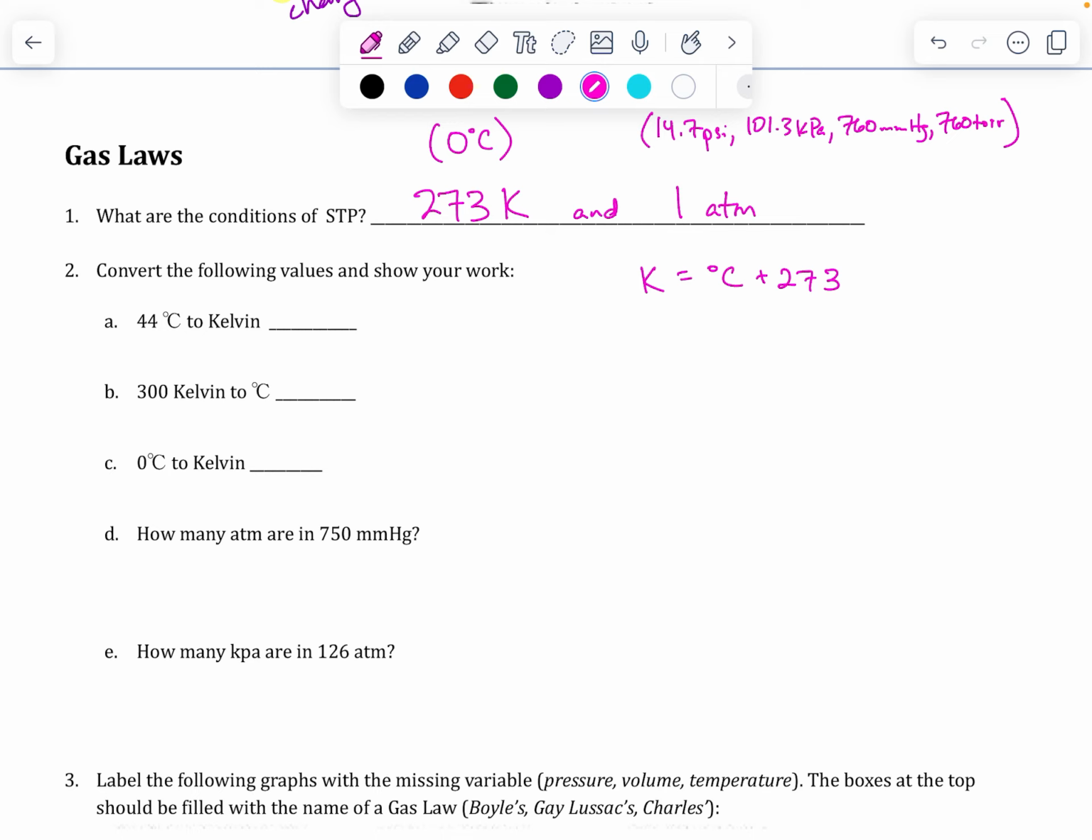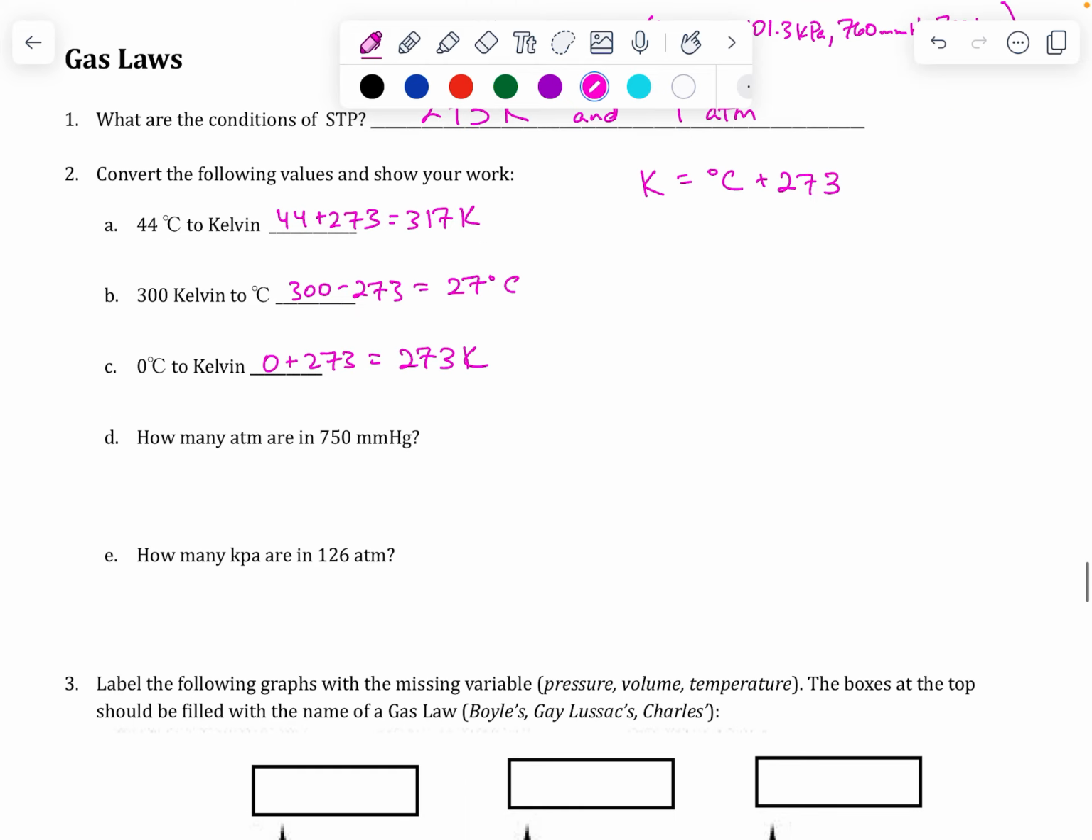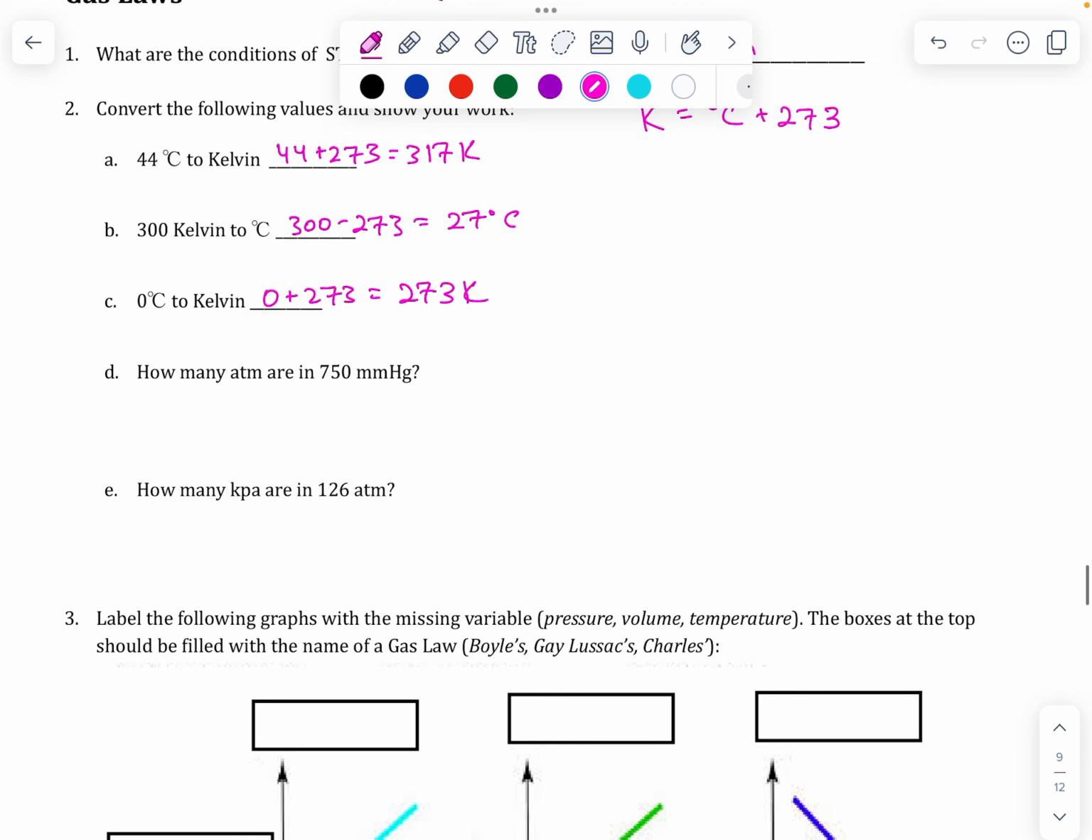So convert the following. We have Celsius, of course. This is going to be plus 273. That gives us 317. Now you have Kelvin, so you go backwards. You're subtracting. That gives us 27 degrees Celsius. And 0 degrees Celsius is just 273 Kelvin.